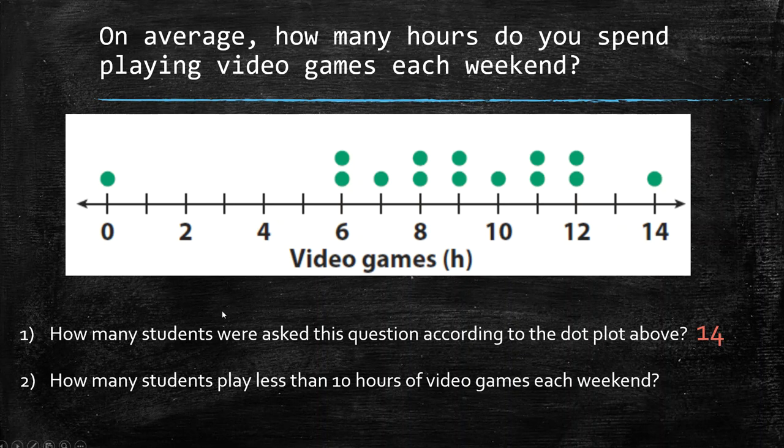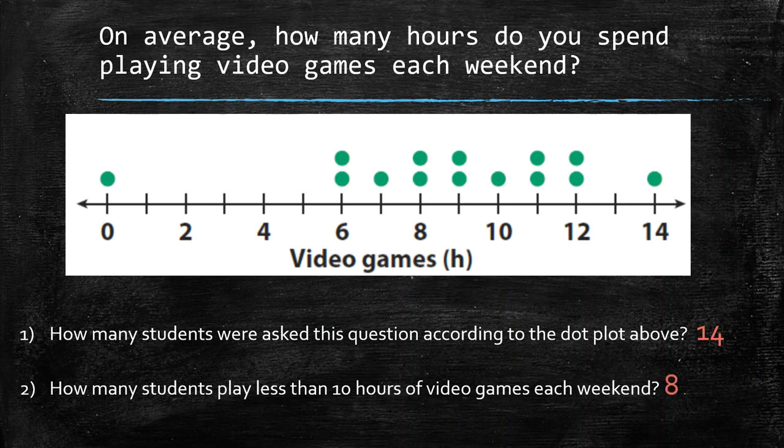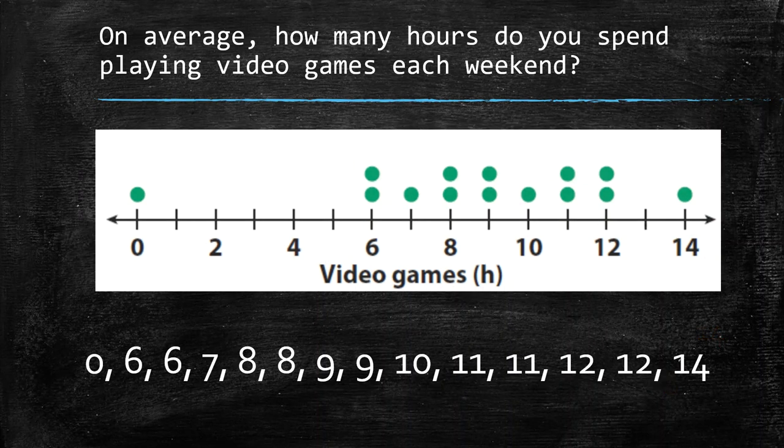So to answer that question, we're just going to count all of the green dots that are less than 10 hours of video games. The 10 hours is right here. So we'll count all of the numbers less than that. That's 1, 2, 3, 4, 5, 6, 7, 8 green dots. There were 8 students who played less than 10 hours of video games each weekend.